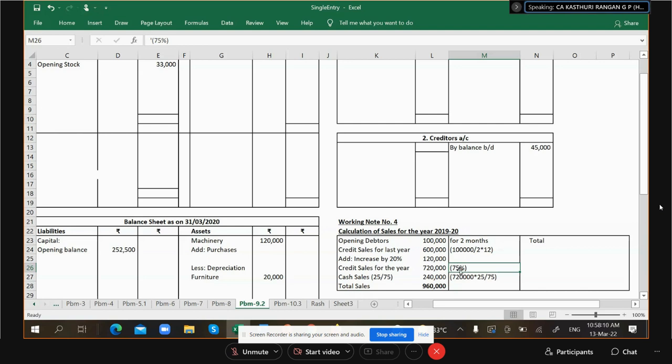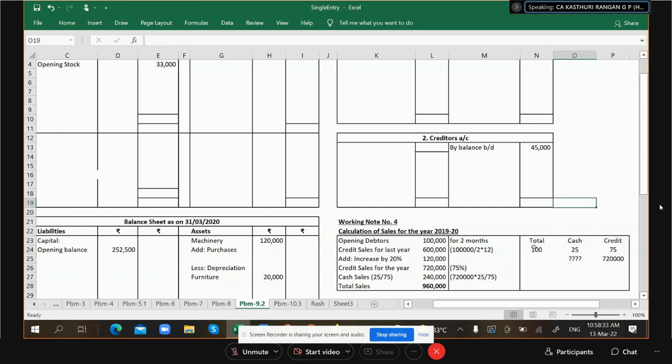Or I want cash sale. If 75% is 7 lakh 20, what is 25%? It will be 25 by 75 of 720, that is 240. Therefore, I got credit sales for the year, cash sales for the year, and total sale 960. For more clarity, you can look at this working also, you will understand it better.